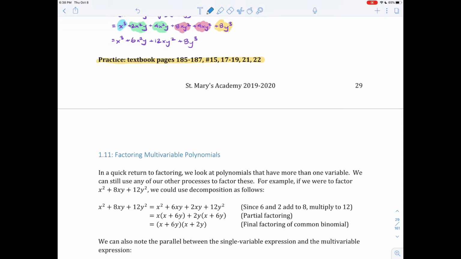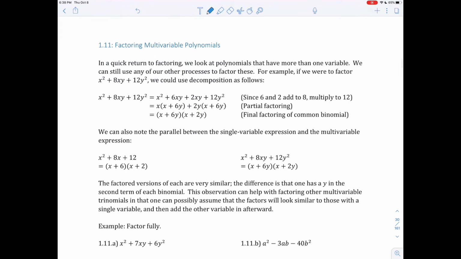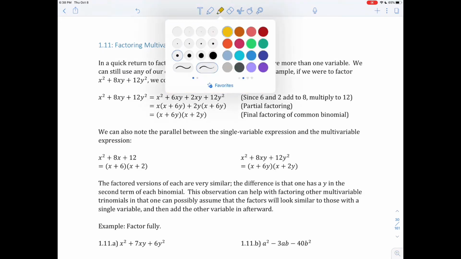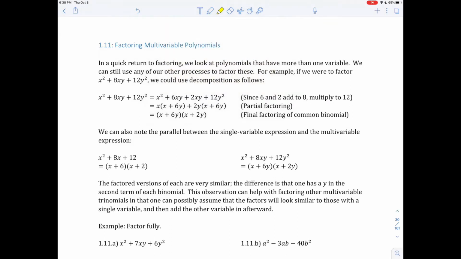All right. So, in this last section of our unit here, we're now going to be factoring multivariable polynomials. So that's just polynomials with more than one variable.